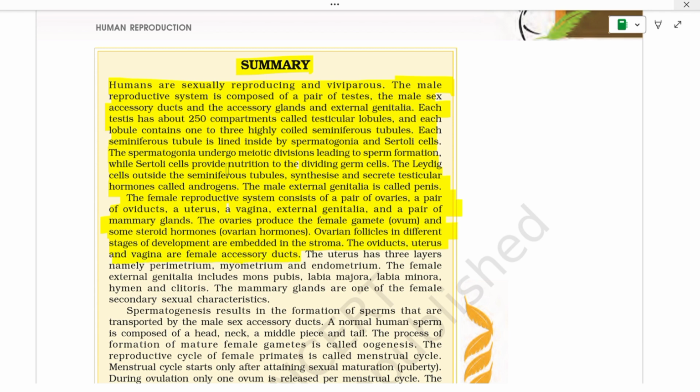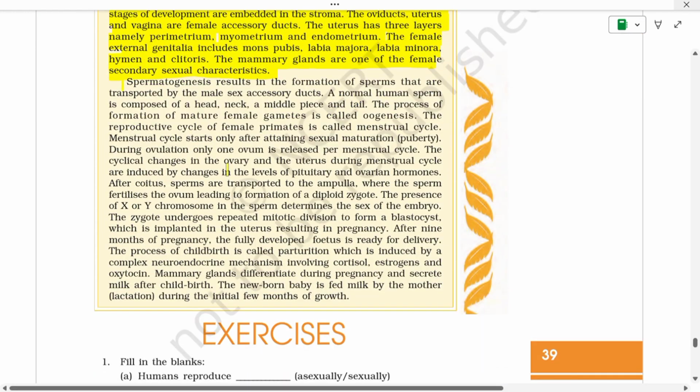The oviducts, uterus, and vagina are female accessory ducts. The uterus has three layers, namely perimetrium, myometrium, and endometrium. The female external genitalia includes mons pubis, labia majora, labia minora, hymen, and clitoris. The mammary glands are one of the female secondary sexual characteristics. Spermatogenesis results in the formation of sperms that are transported by the male accessory ducts. Thus, a normal human sperm is composed of a head, neck, middle piece, and a tail.